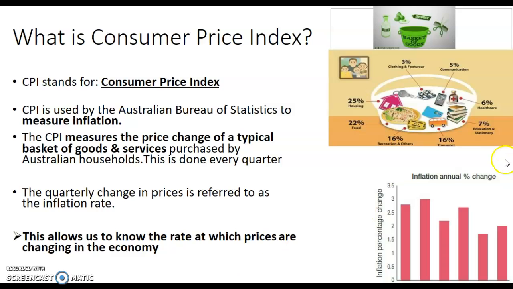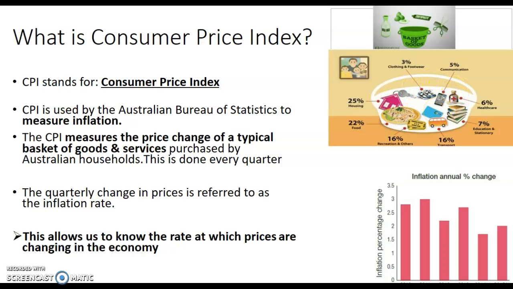For example, look at the example on the right-hand side. This is the average basket of a consumer, a basket of goods, and how much the person is spending on these goods: 3% on clothing and footwear, 5% on communication, 6% on healthcare, recreation and other 16%, 16% on transport, 22% on food, and 25% on housing. So this is the average spending, what their income is and where their money is going. This is the basket of goods.